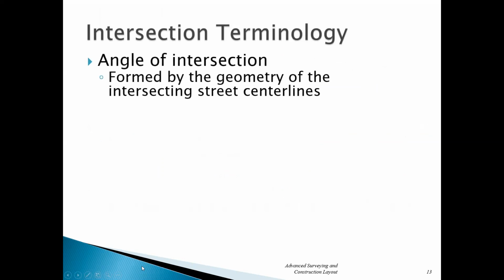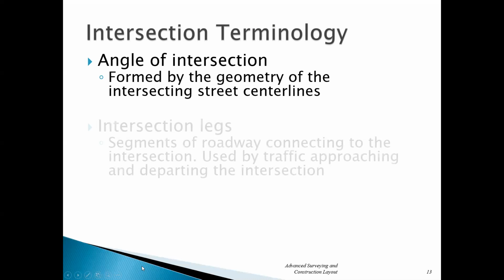That angle of intersection, that's formed by the geometry of intersecting street center lines, and sometimes they're not lines. Sometimes they're curves. You could have two curves that intersect, so you really don't have a true angle at that point. It's a little bit more involved. As we'll see, I think that Tylersville intersection has two curves that it's dealing with.